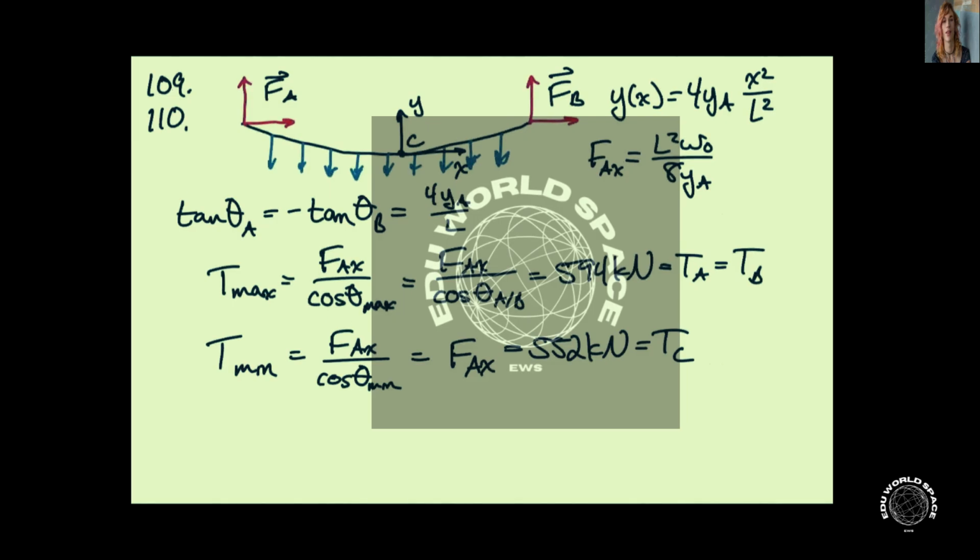In problems 109 and 110, we're asked to find the maximum and minimum tension developed in the cable that is supporting a pipe, and that pipe has a mass of 1,500 kilograms per meter. So the cable has supports at the same height on both sides.